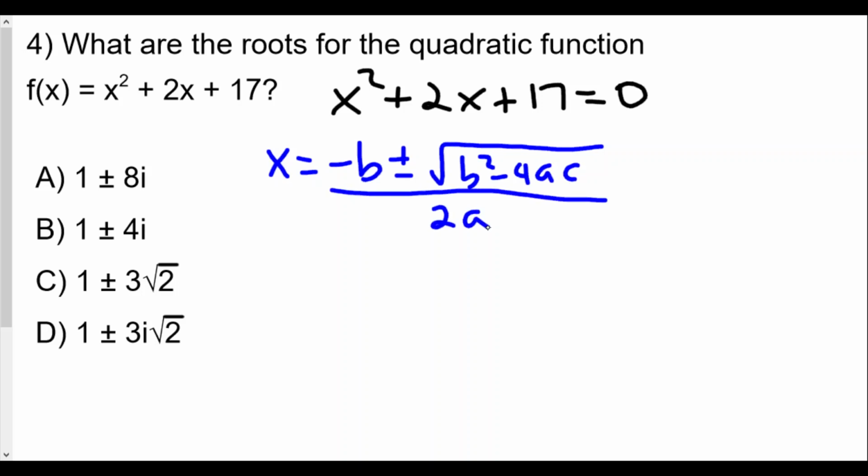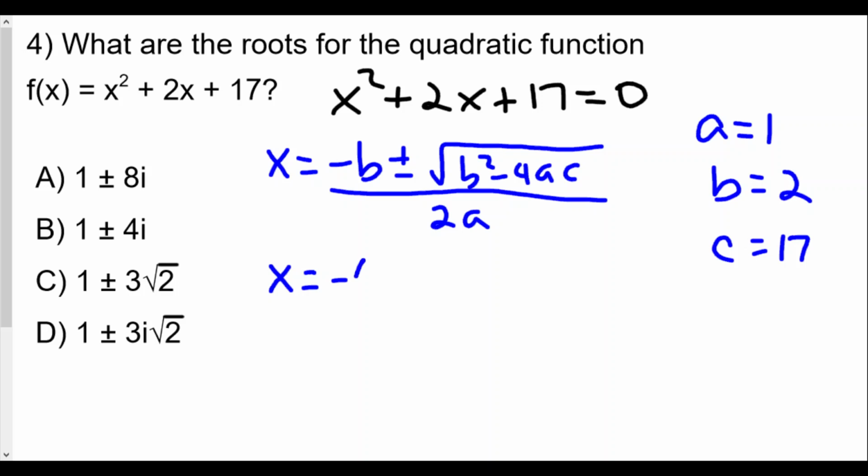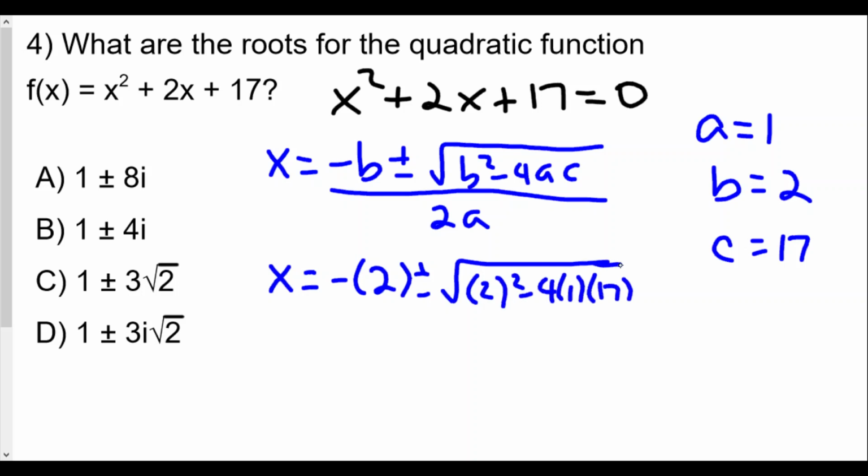And if you're not familiar with the quadratic formula, you really want to keep practicing with it. So here, we're plugging in our values. Our a value is 1, our b value is 2, and our c value is 17. Hopefully at this point, with doing the problems, we can identify a, b, and c very quickly. And we're just plugging in now. x is equal to negative 2 plus or minus the square root of 2 squared minus 4 times 1 times 17, all over 2 times 1.